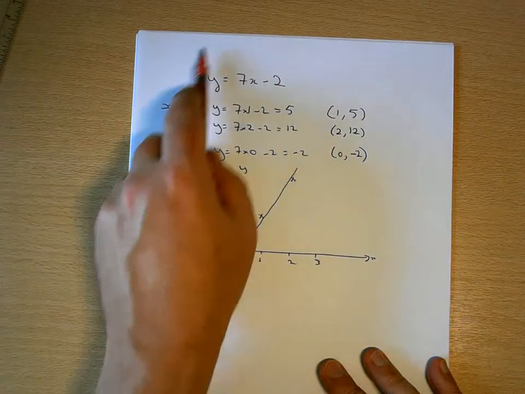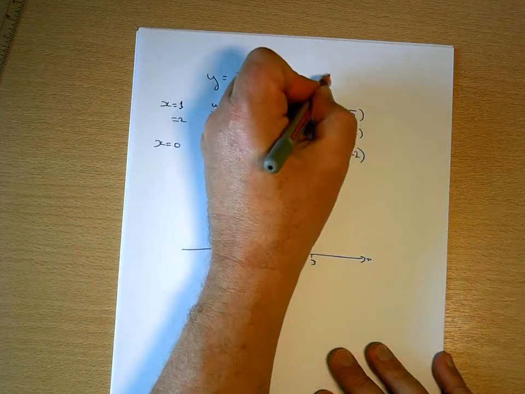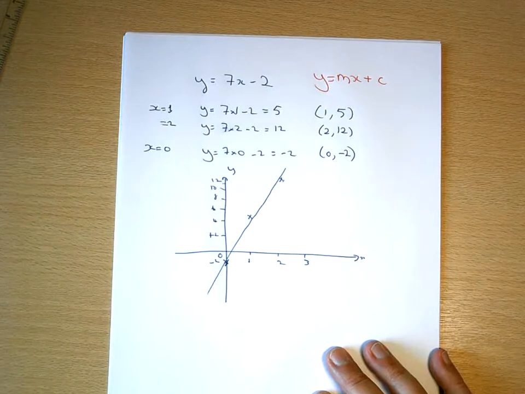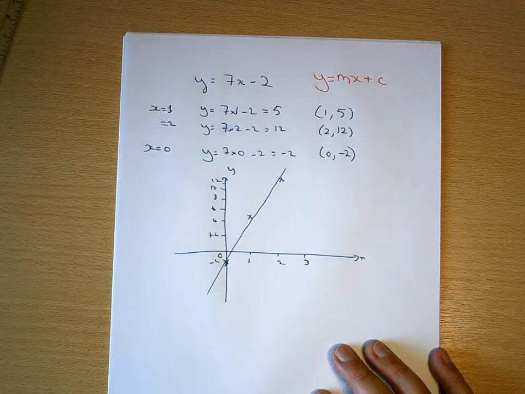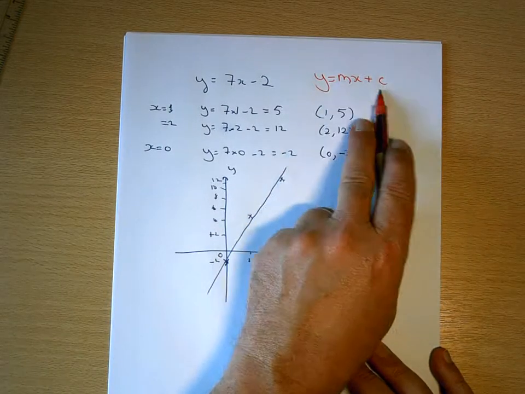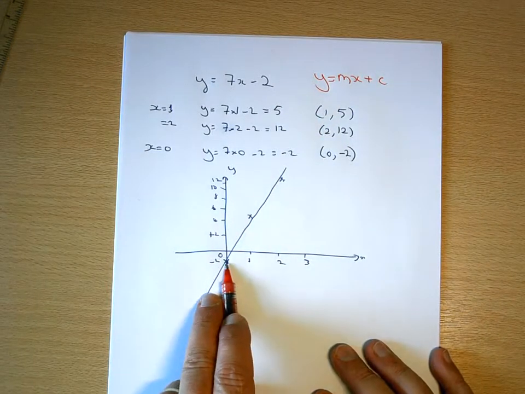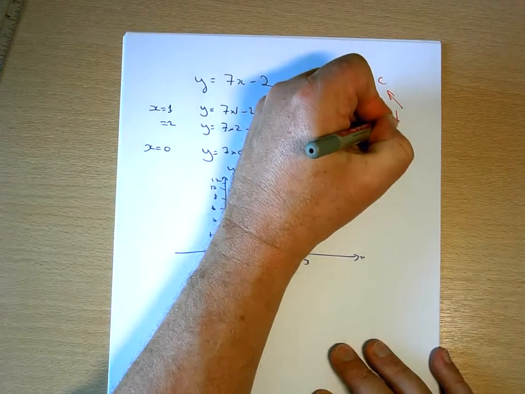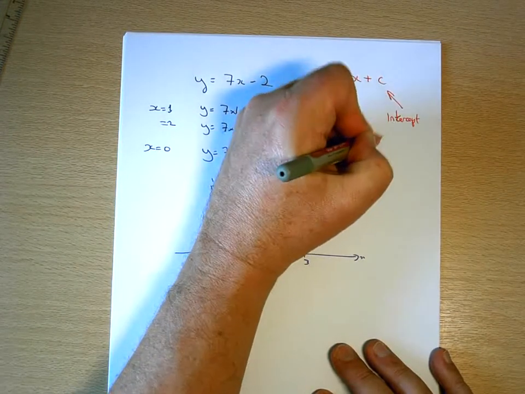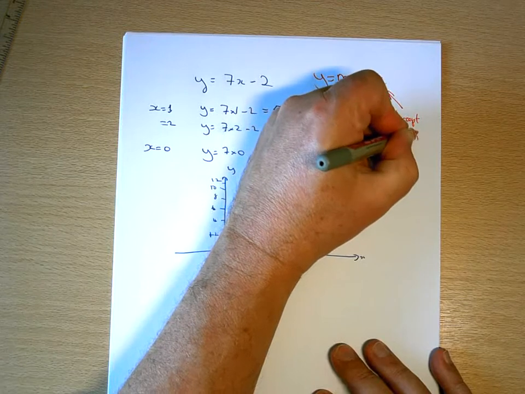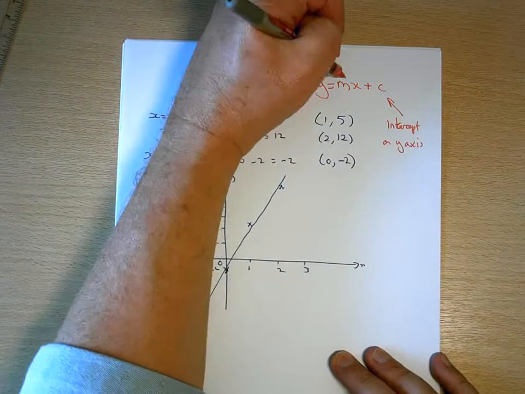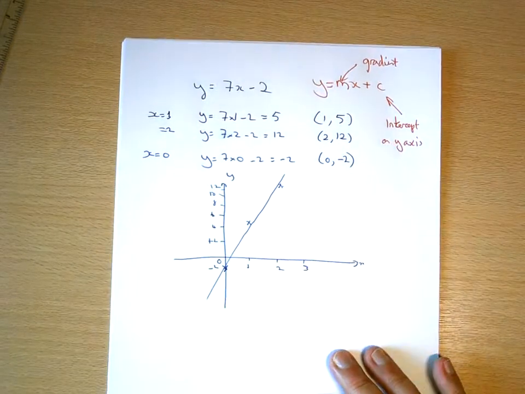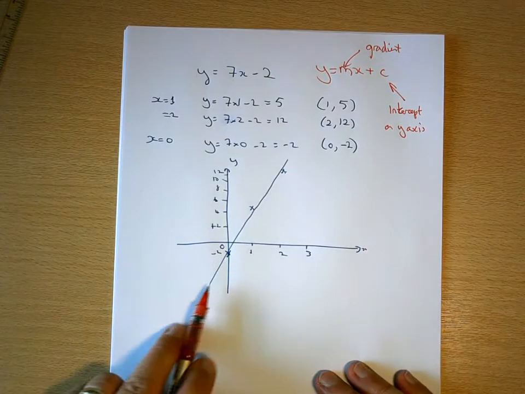This leads us to the general form of that, which is known in maths as y equals mx plus c. The c is what y becomes if x is 0, so where it crosses the y-axis. So the c is known as the intercept on y-axis, and this is known as the gradient.